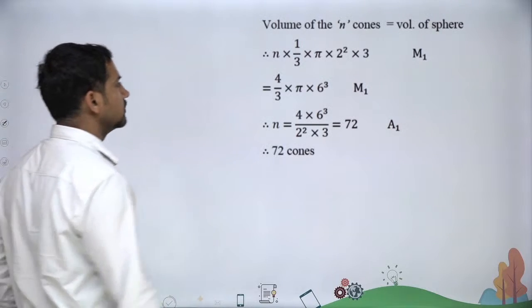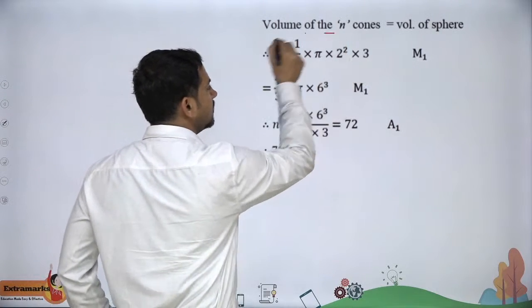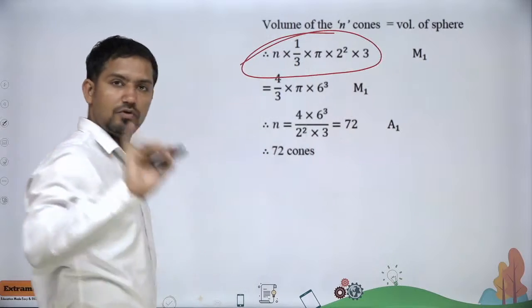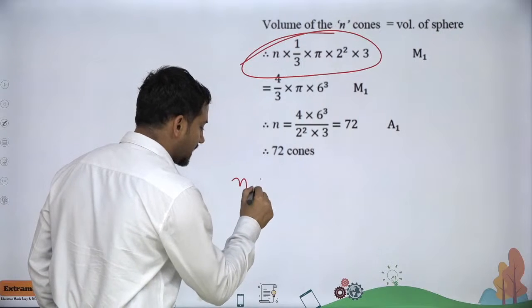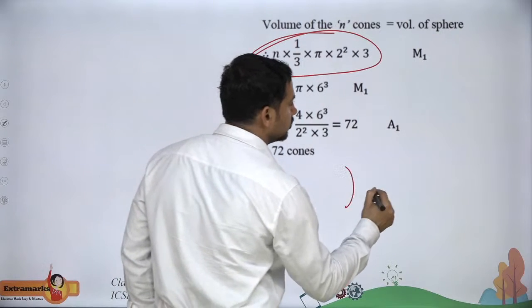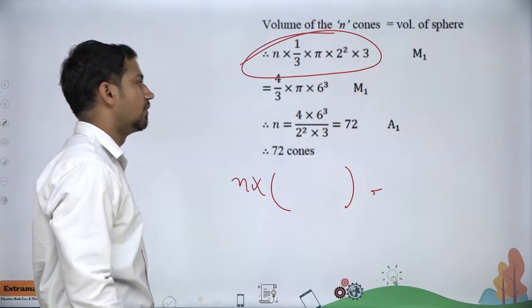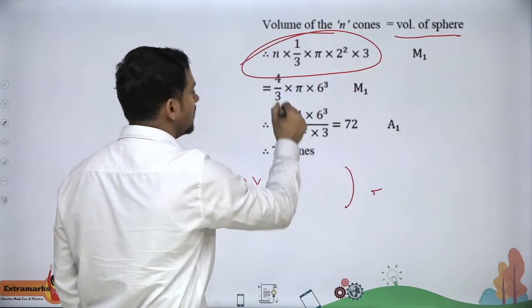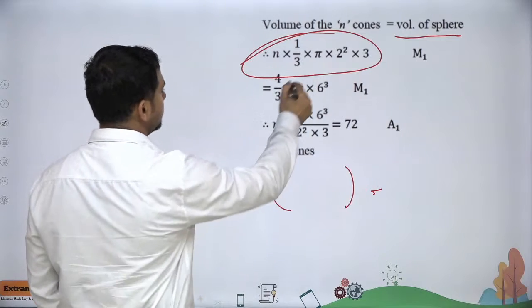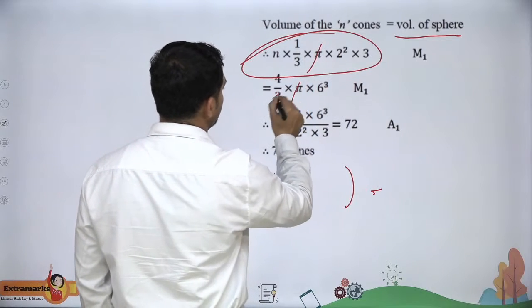So we know that there are n cones, so first of all we go with the volume of the cone. Then we multiply by n, and it is equal to the volume of the sphere. We compare with the volume of the sphere. The volume of the sphere is 4 upon 3 pi r cube. Then we have to cancel this.